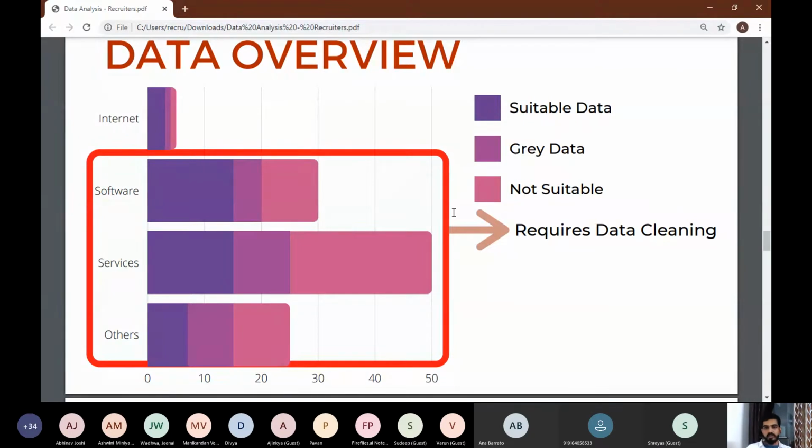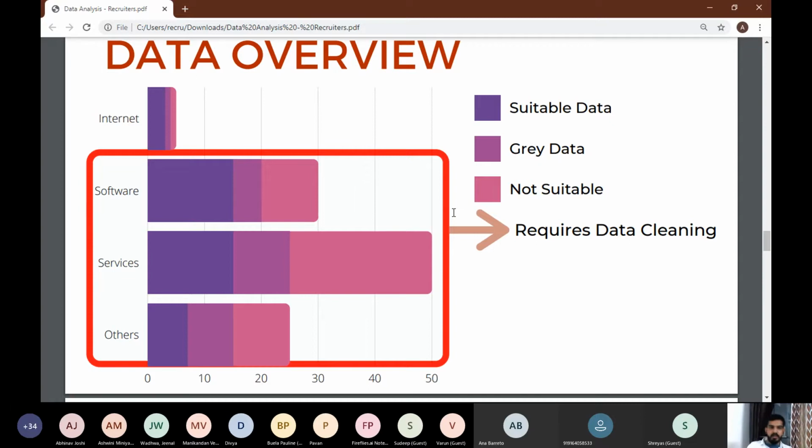When you're addressing a data set which has more not suitable data, then you know, okay, this will take more time. Let's say, for example, internet has very little not suitable or gray data. It has more suitable data because that domain is like that. Once you select the domain, you know that majorly somewhere around 80 to 90%, I'm going to get product guys. You are aware of it, basically, right? But once you go to software, the ambiguity increases. And once you choose services, the ambiguity increases even more.